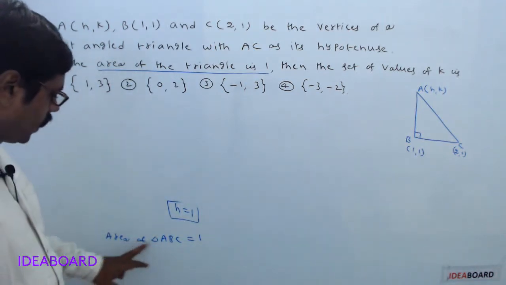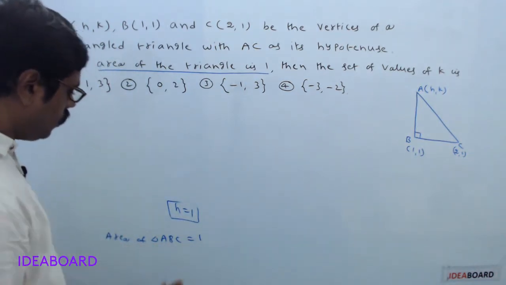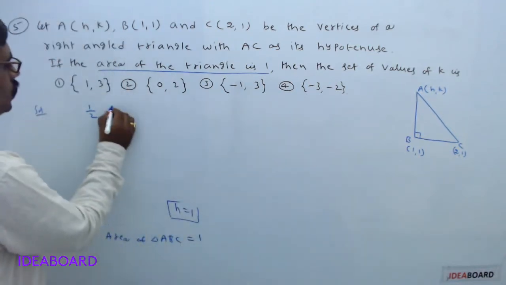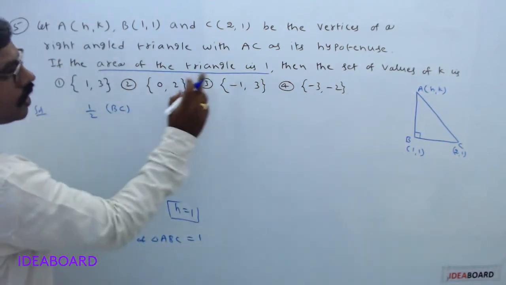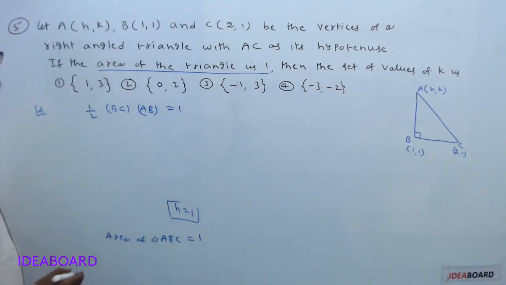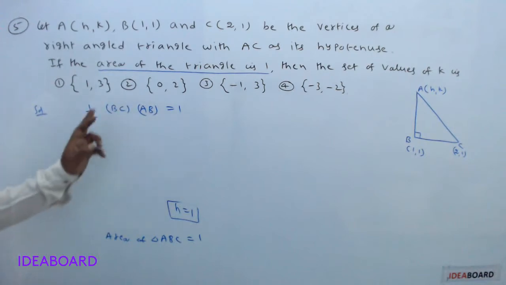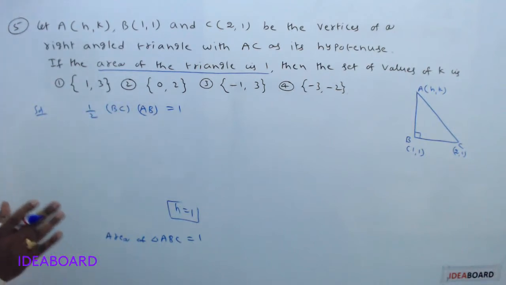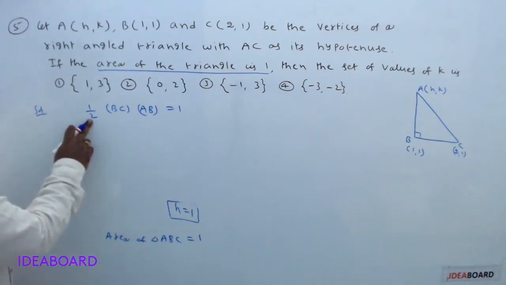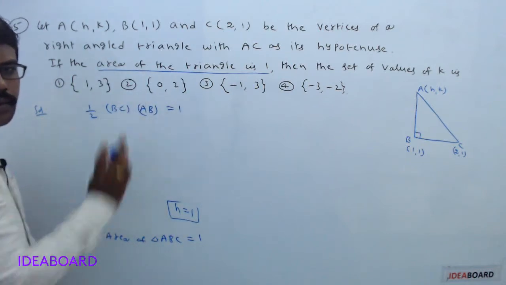Now see the continuation. Area of triangle ABC is 1. It is half into base value BC, height of the triangle AB. This equals 1. Multiply this equation on both sides with a constant 2. Then automatically the constant 1/2 will be cancelled. It is 1 into 2, 2.